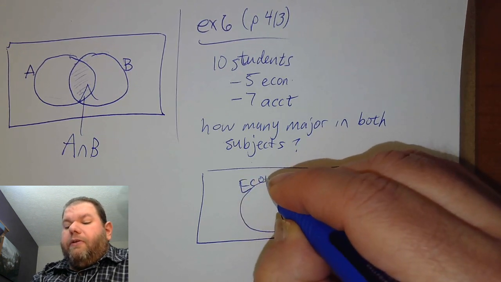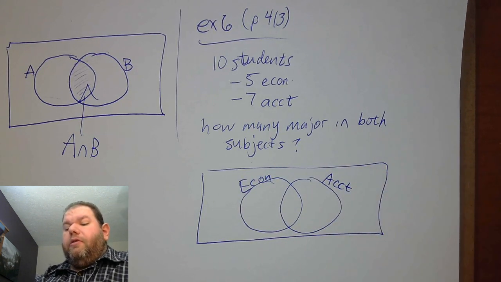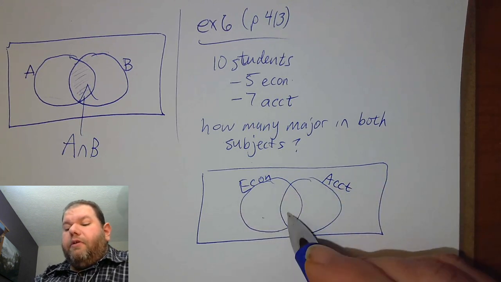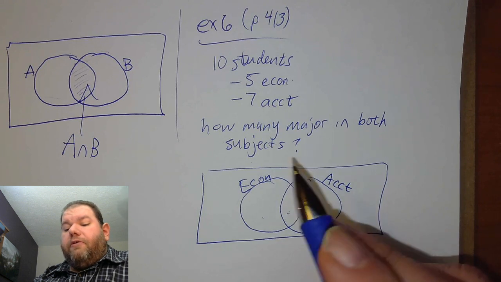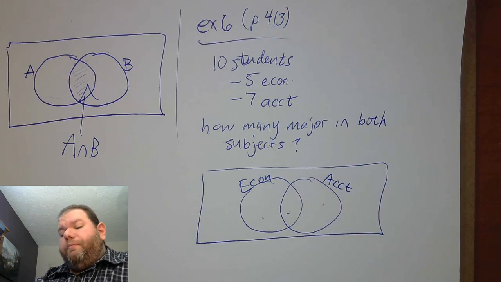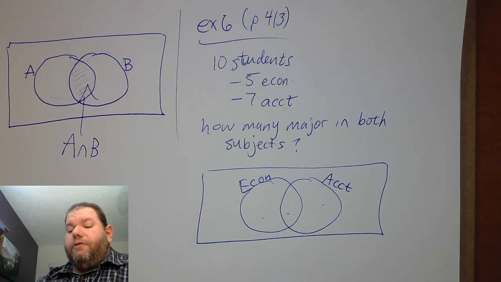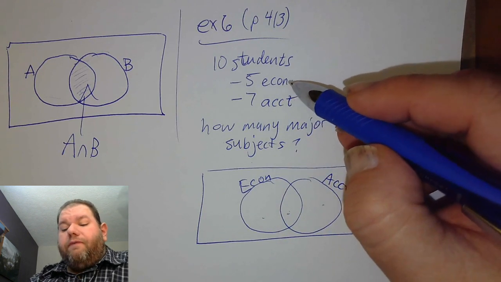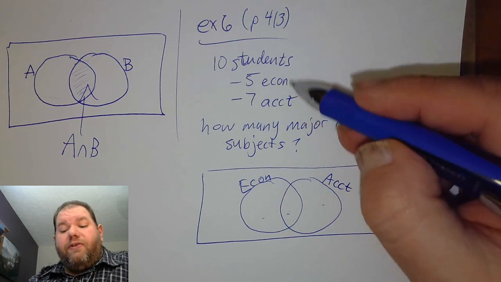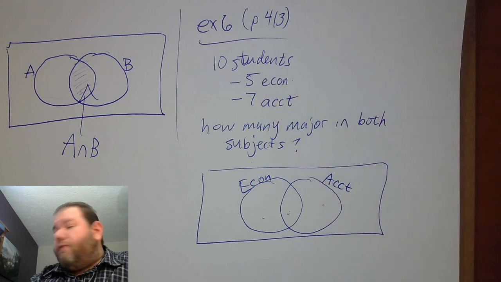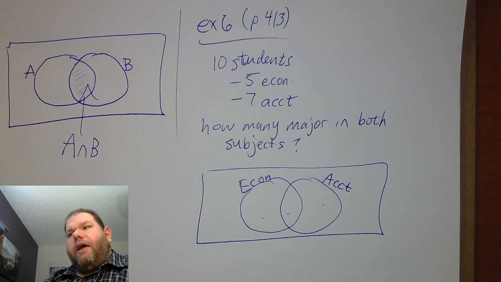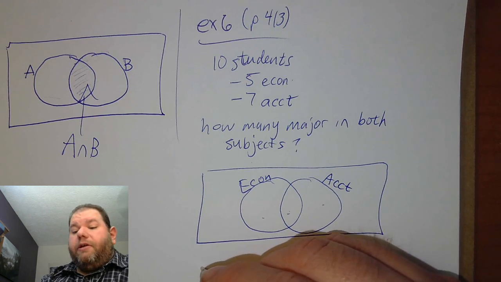So we have economics, we have accounting. We know there's 5 in economics, 7 in accounting, and 10 altogether. But if we look at 5 economics majors and 7 accounting majors, that's more than 10, right? 5 and 7 is 12. So we ask, by how far over 10 does that sum go? Okay. And this is where the formula comes into play.